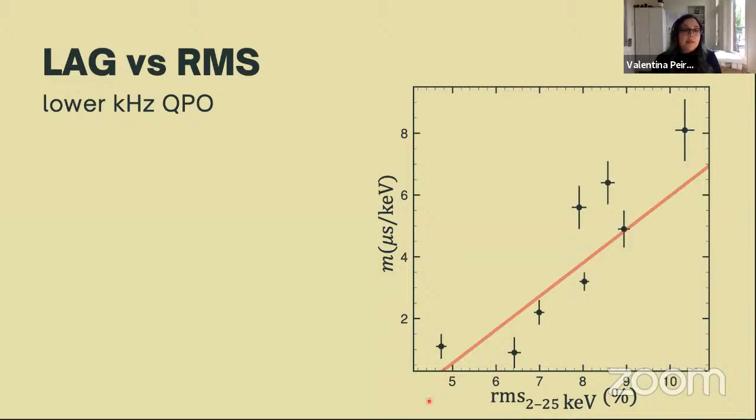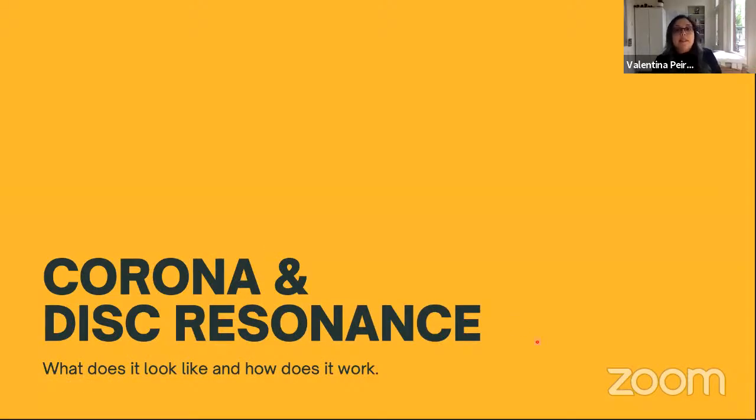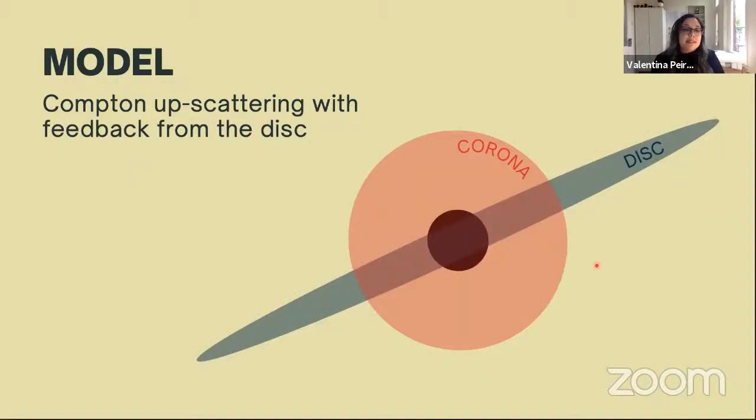But how would we describe this type of system in a more realistic or more physical way? What would a model that describes this idea look like? So we think that it will look like this. This is a very simple sketch of how it would look, but here basically we have the compact object, in my case a neutron star, surrounded by a disk and by a corona.